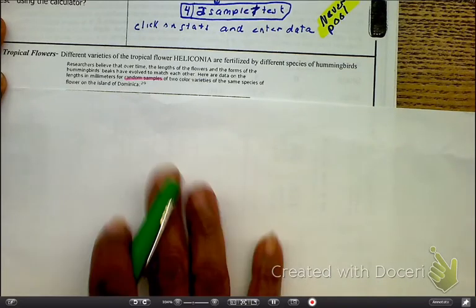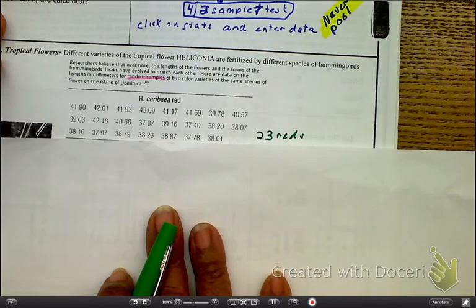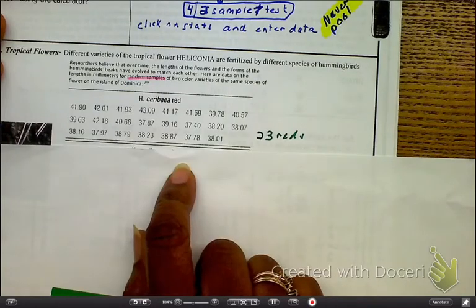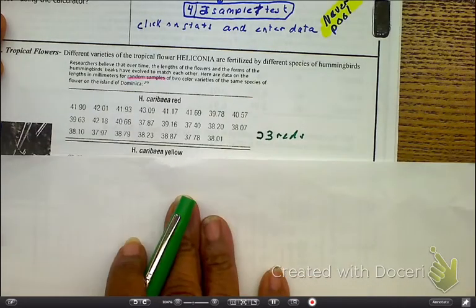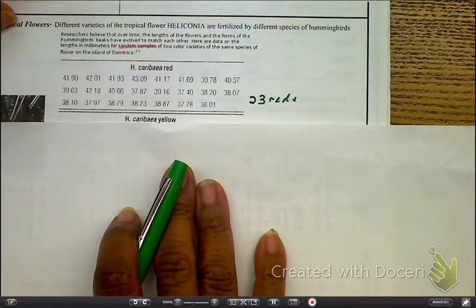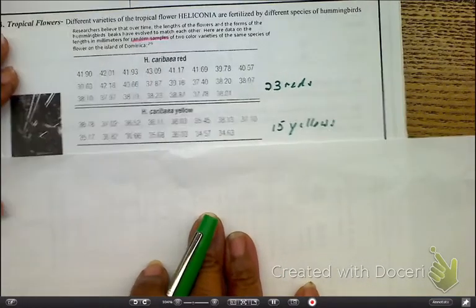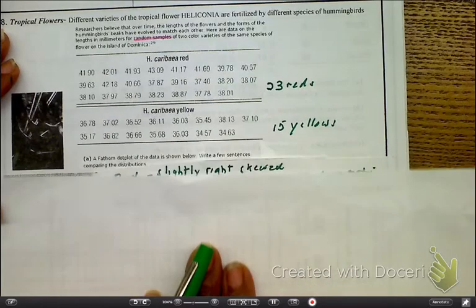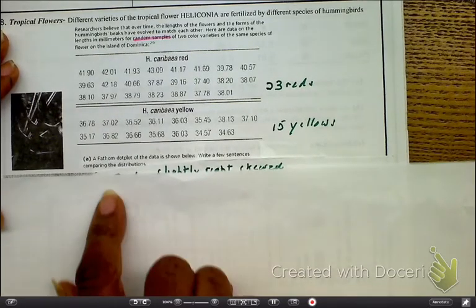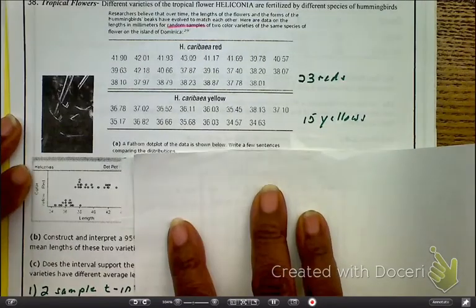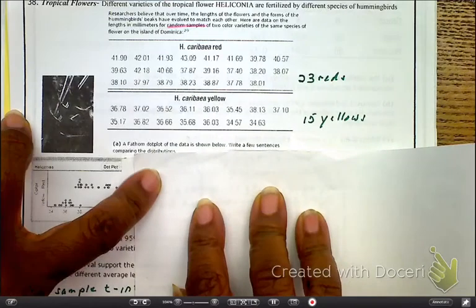Okay, now as you have read this, we're talking about two different types of flowers and the lengths of those flowers. We've got the Caribbean red versus the Caribbean yellow. We've got raw data which you're going to have to put into your calculator. I didn't take the time because I'm rushing to get this done. We want to know, based on this printout, what information. So basically it's asking me to write a few sentences comparing the distributions.